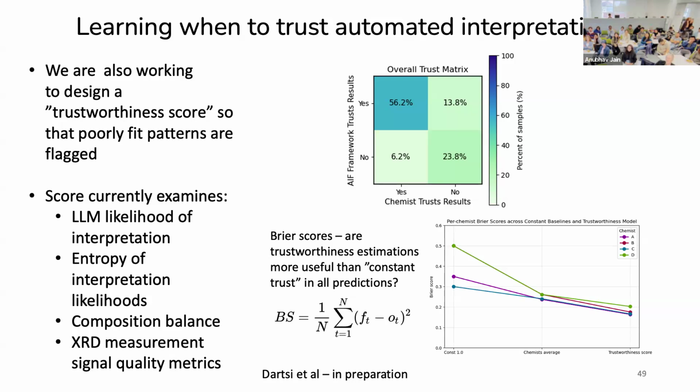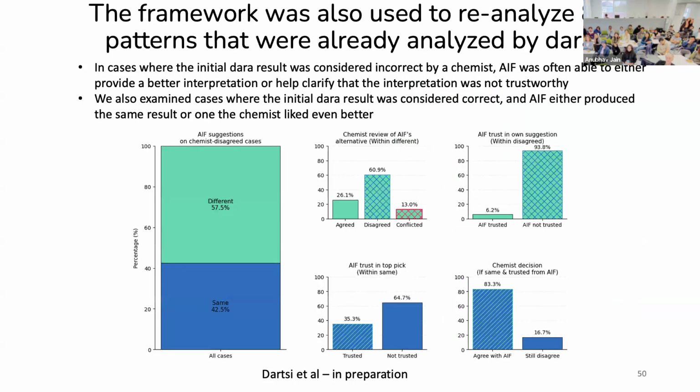So this seems to be working a little bit. We also, once this framework was in place, reanalyzed some patterns that were already analyzed by DARA. We found that a lot of things that the chemists initially didn't like from the DARA results, when they re-reviewed the AIF interpretation, they found a new interpretation that they did actually like. And a lot of times where they didn't get a different interpretation and they still didn't like it, we were able to tell them that the trustworthiness of that interpretation was incorrect.